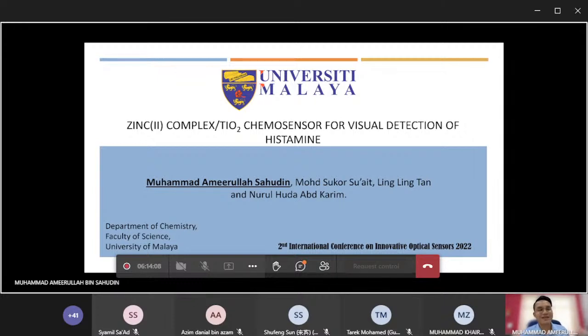My research interests are the development of chemical sensors and biosensors, optical sensors and electrochemical sensors based on metal complexes, for various applications, including the food safety area. Today I will be presenting a zinc(II) complex TiO2 chemosensor for visual detection of histamine.